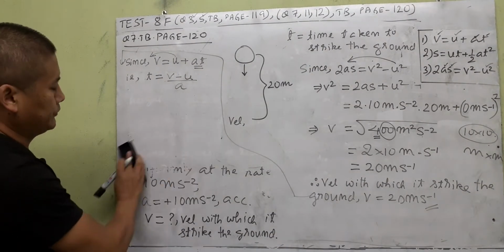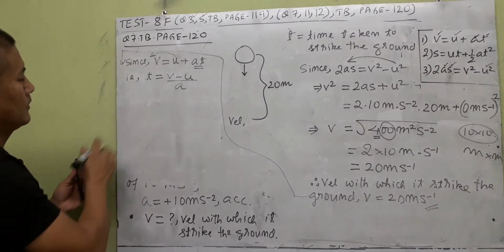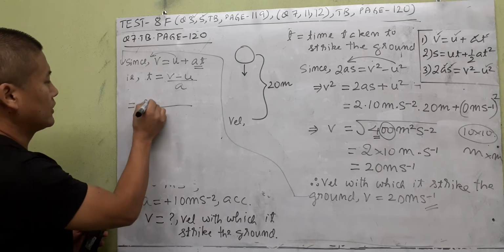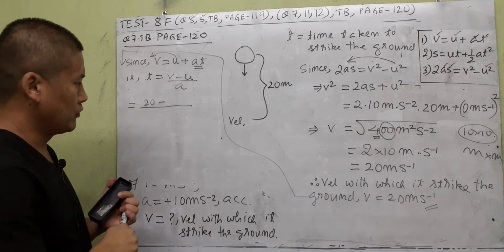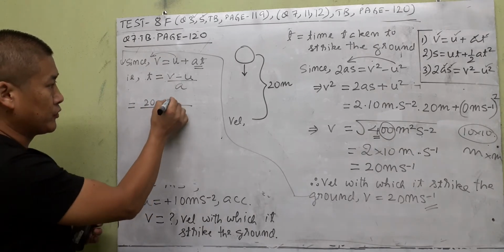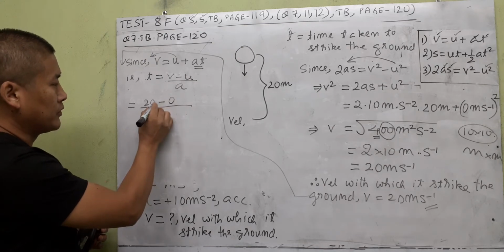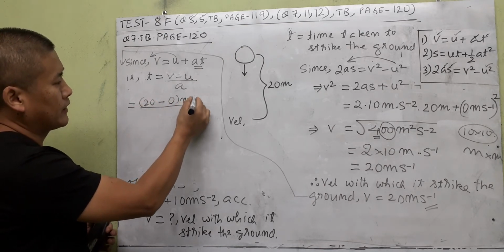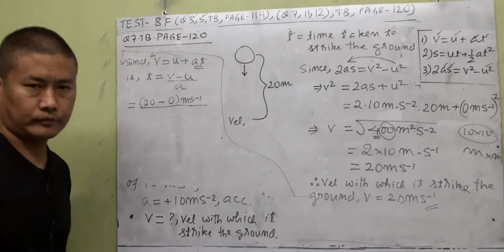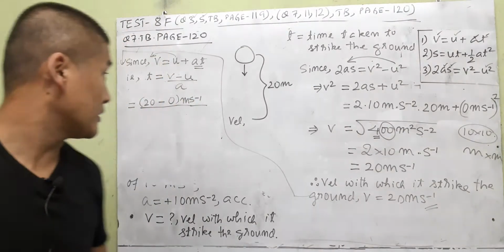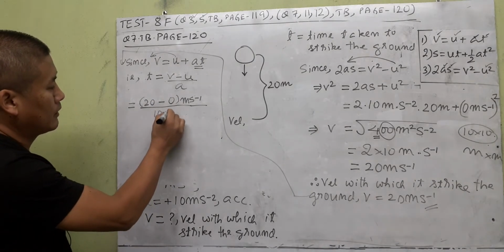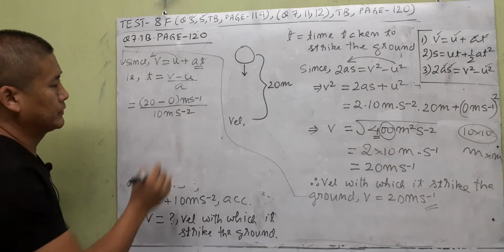The next here, that will be equal to v, we just found out there, 20, minus u, which in the beginning we have written in your notebook as 0, and the unit is meter per second, so you can take that out as a common factor. Now once you're through with that, a, here we can see plus 10 meter per second square.